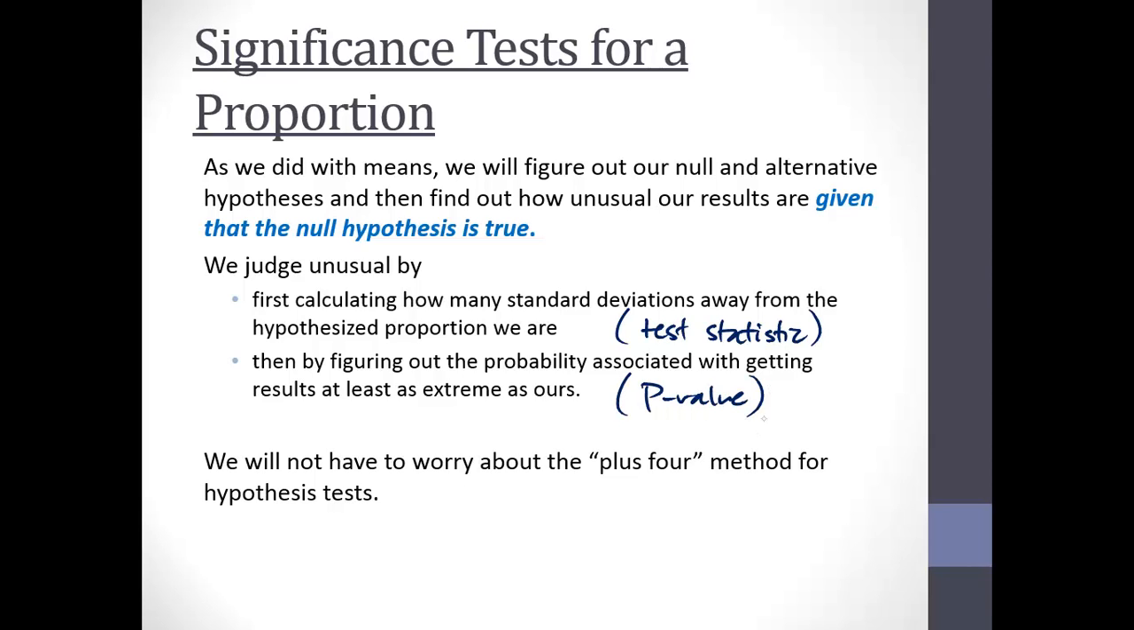So we're going to be doing the same thing that we have done before, just in a different context here. And the good news is we had two methods for confidence intervals, but we only have one method for hypothesis tests. We're not going to worry about this +4 method when we're doing a hypothesis test.